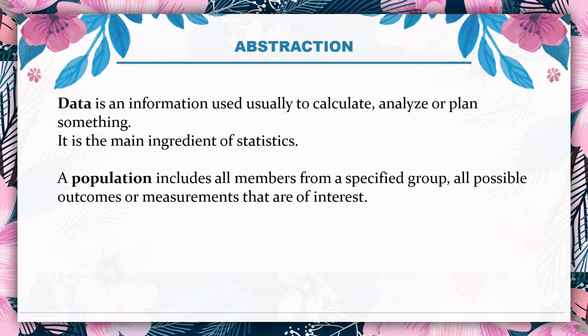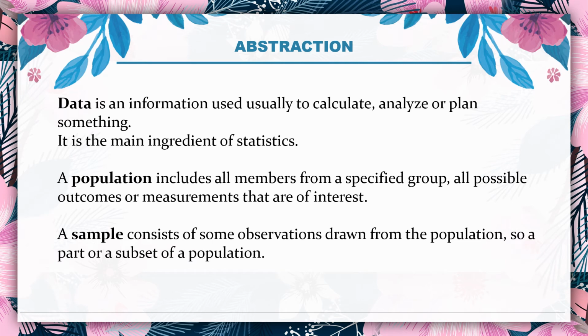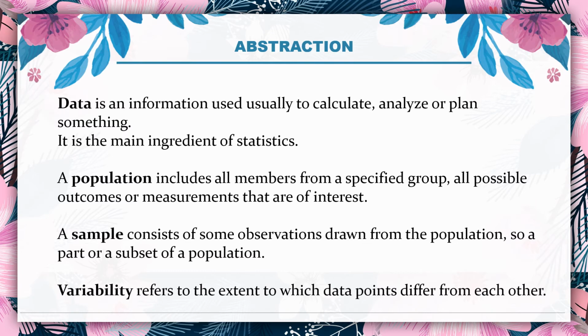From a population, there is a sample. What is a sample? A sample consists of some observations drawn from the population. So a part or a subset of a population. So sample is a part of a population. The next term that we need to know is variability. Variability refers to the extent to which data points differ from each other. So that is variability, how data differ from each other.